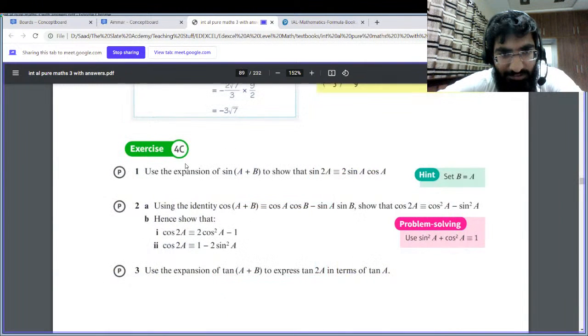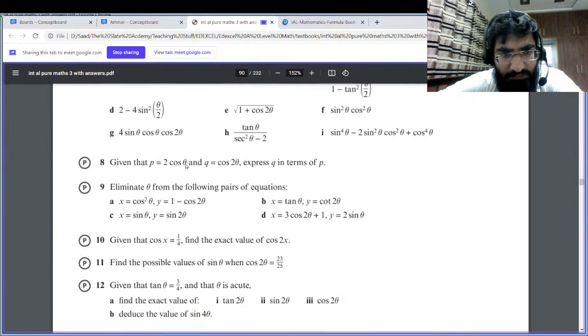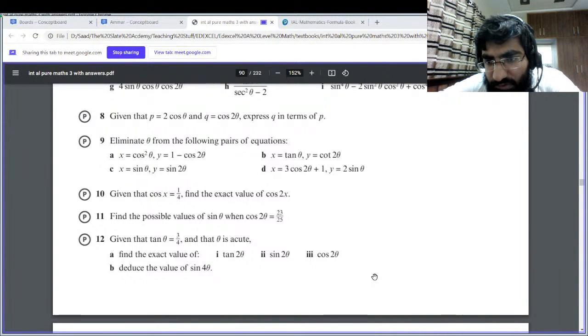Minus 3y squared. Which one is it? 9b. 9D, sir, is 4 minus 3y squared. It's complicated. y squared is equal to 8 minus 2x by 3.